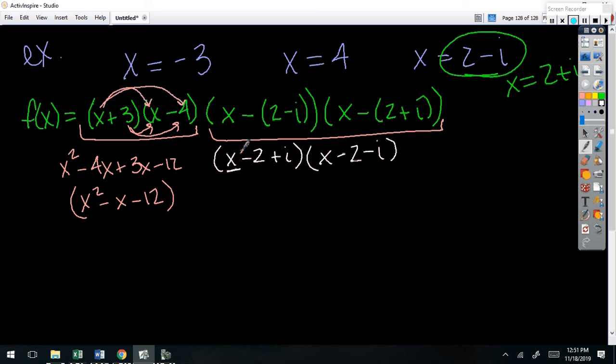What is x times x? What is x times negative 2? And then x times negative i. Negative ix. Okay, don't let it intimidate you just because it looks long. Okay, now do the negative 2 through. Okay, negative 2x. Negative 2 times negative 2. And then negative 2 times negative i.